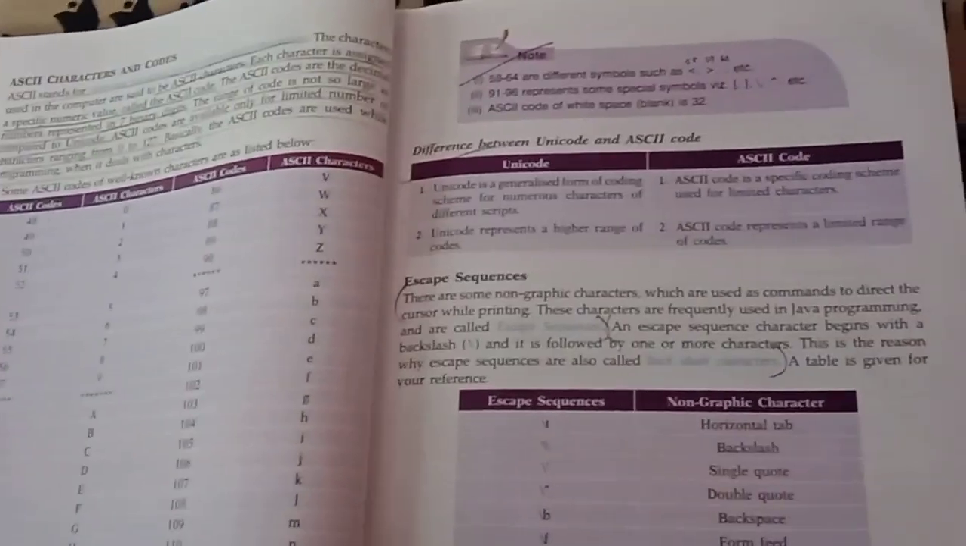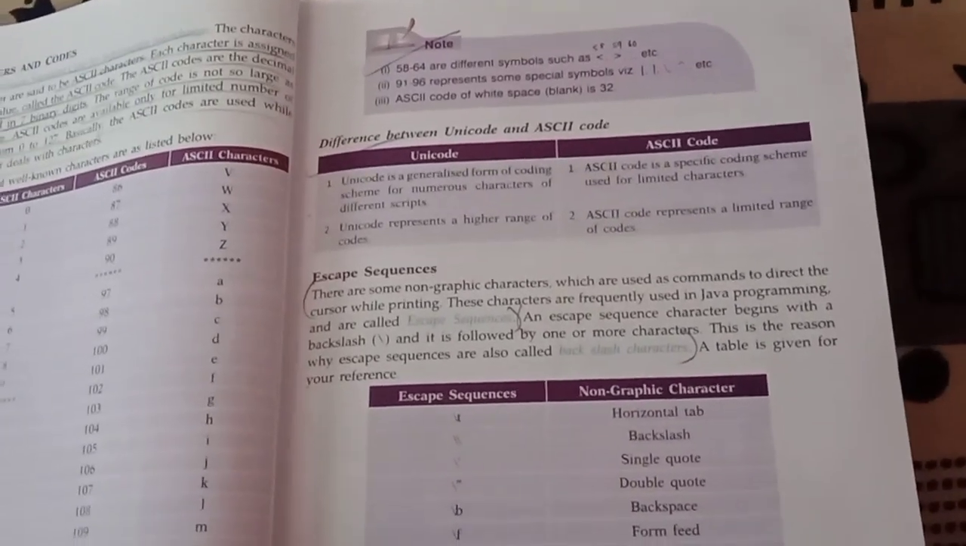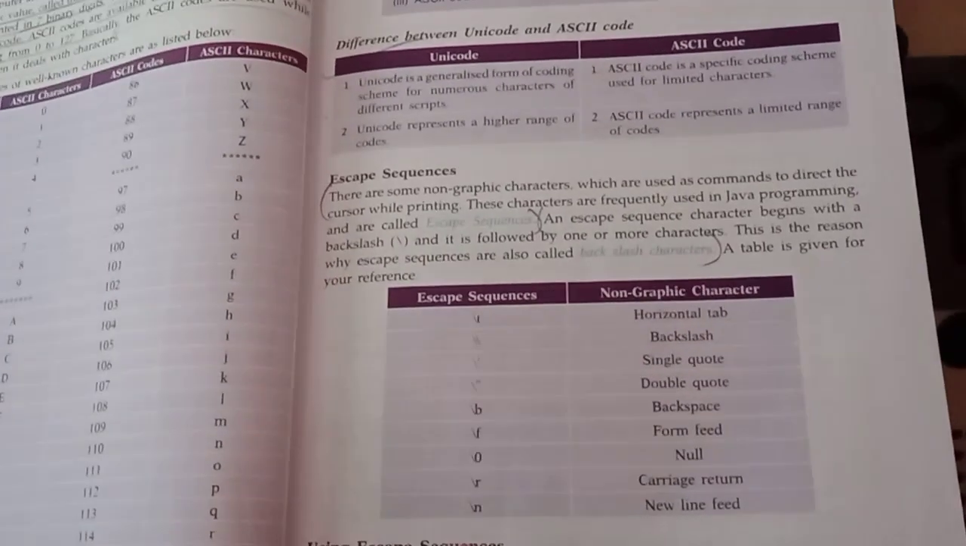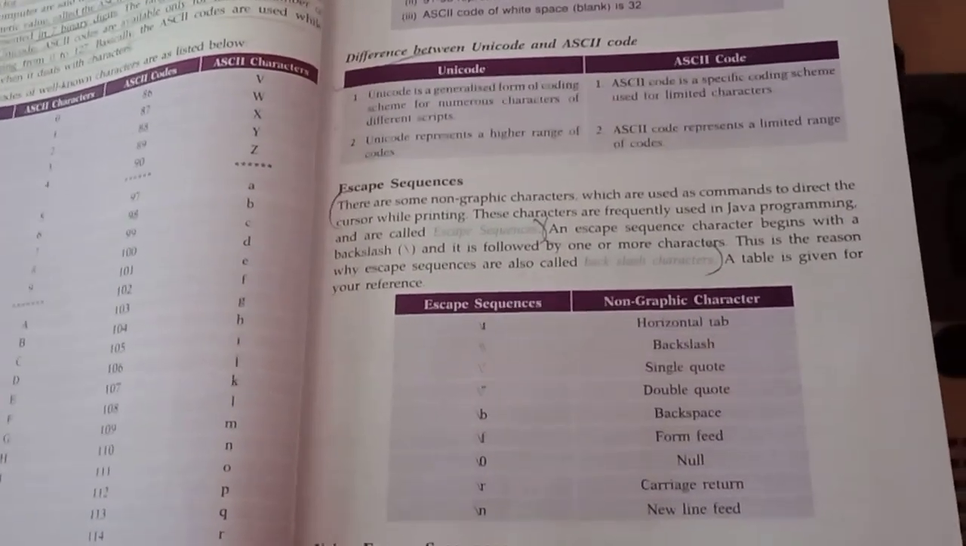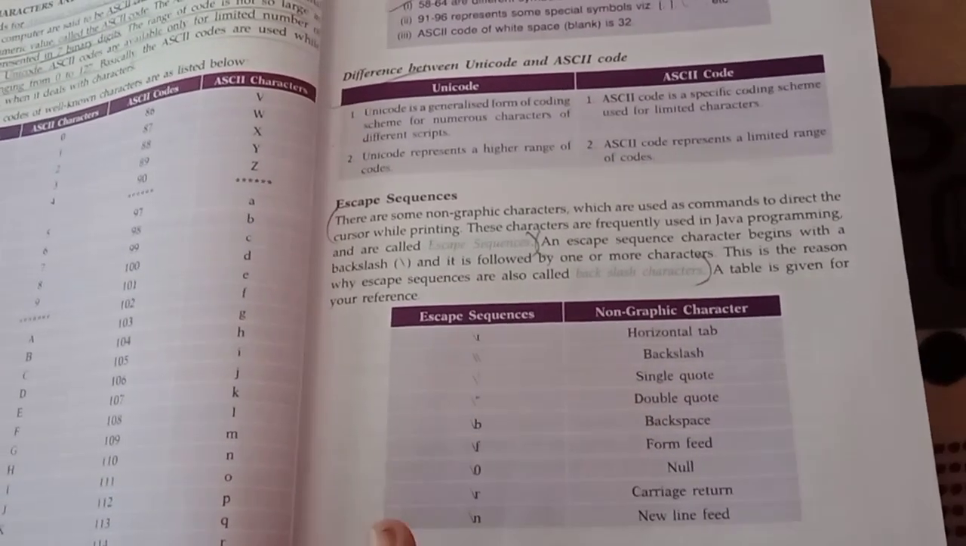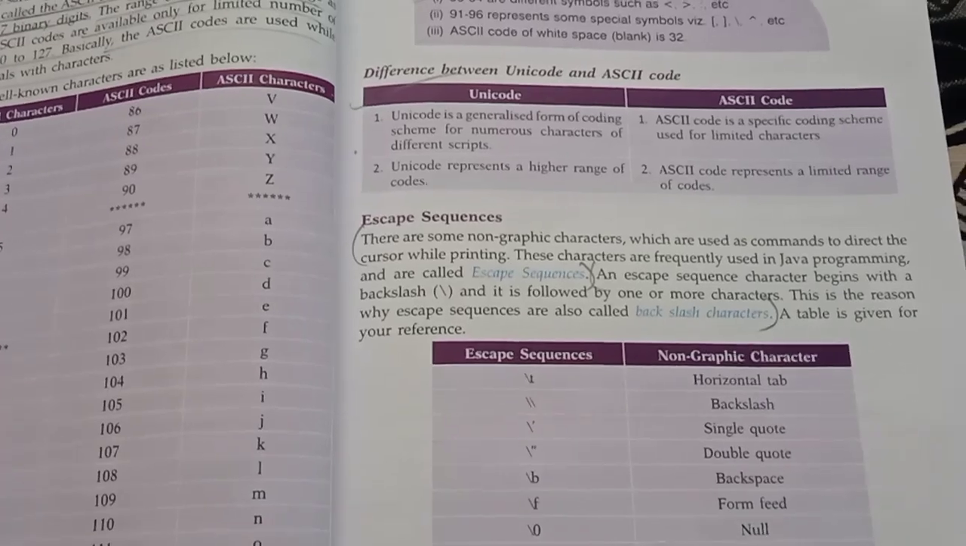Okay, then comes some sequences like escape sequences. Suppose we do not want to write several lines, like we write println, right? Suppose we want to print 3 to 4 sentences. So every time I want to print something, I have to write system.out.print, right.